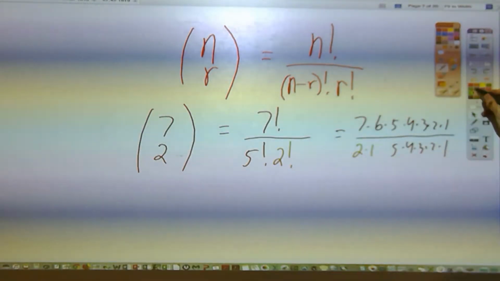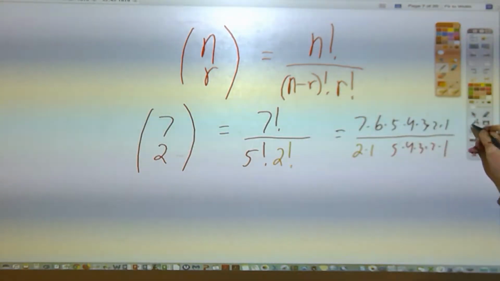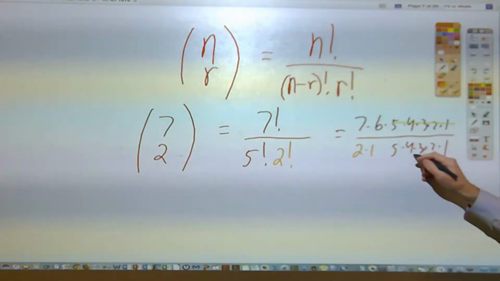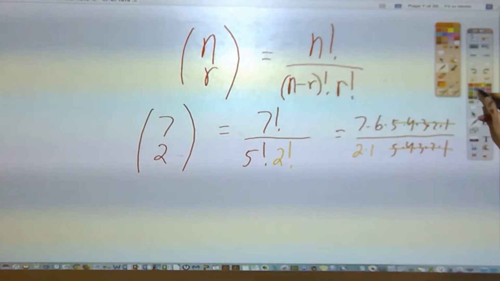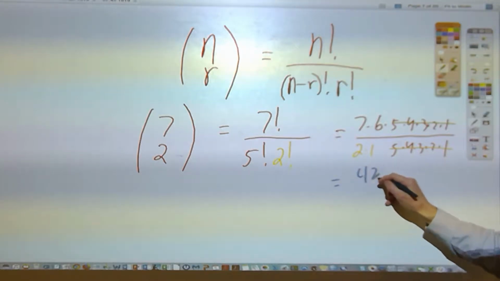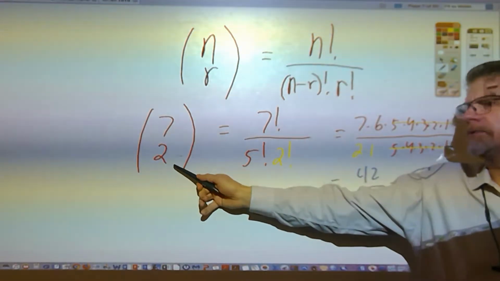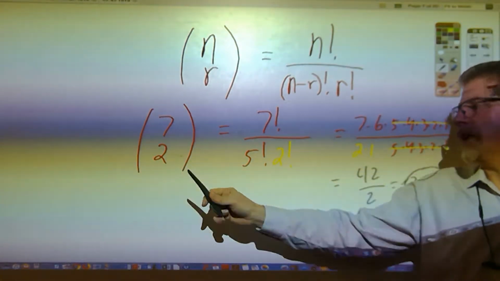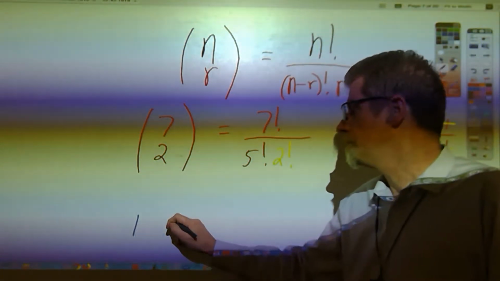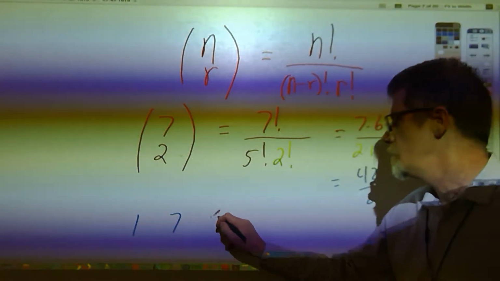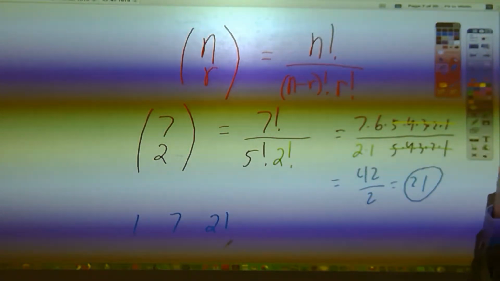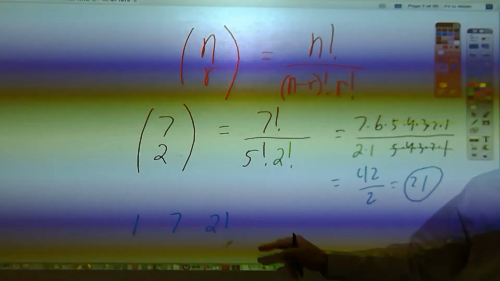Well, it's not nearly as scary as it looks, because 5 times 4 times 3 times 2 times 1 cancels out with that. It's just 42 divided by 2, 21. So that means that the third number in row 7 of Pascal's triangle, row 7 would be 1, 7, 21. That's the third number in row 7. You can just keep going.